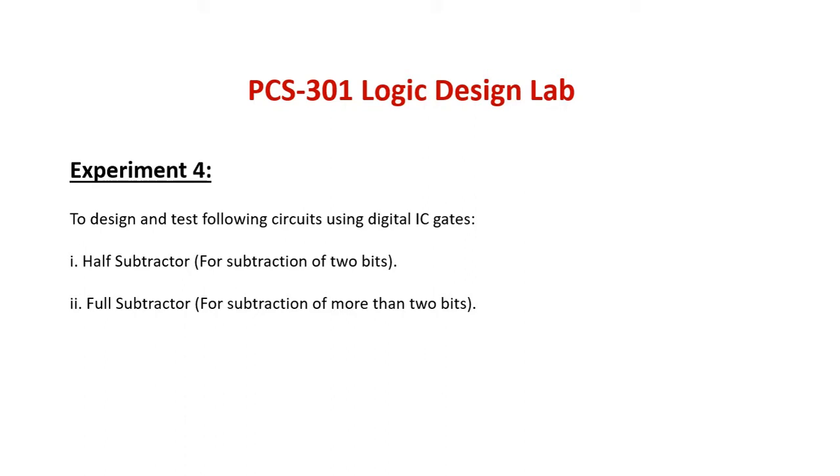Half subtractor we generally use for the LSB subtraction when we subtract two multi-bit numbers. So for the LSB subtraction we use half subtractor. For the subsequent stages we require to include the borrow input from the previous stage also. So there we use full subtractor.